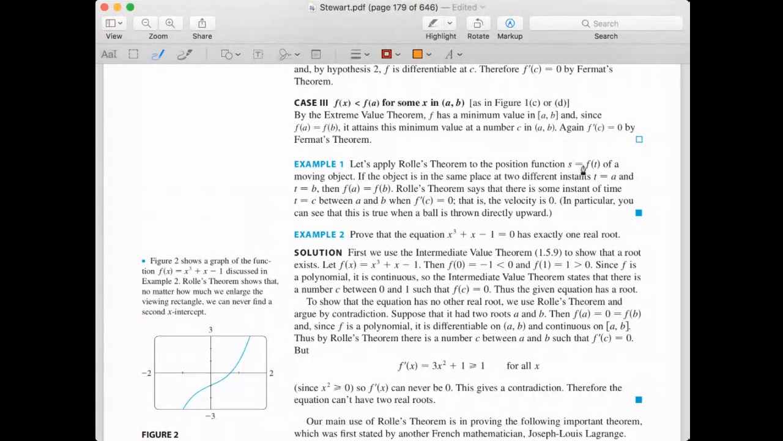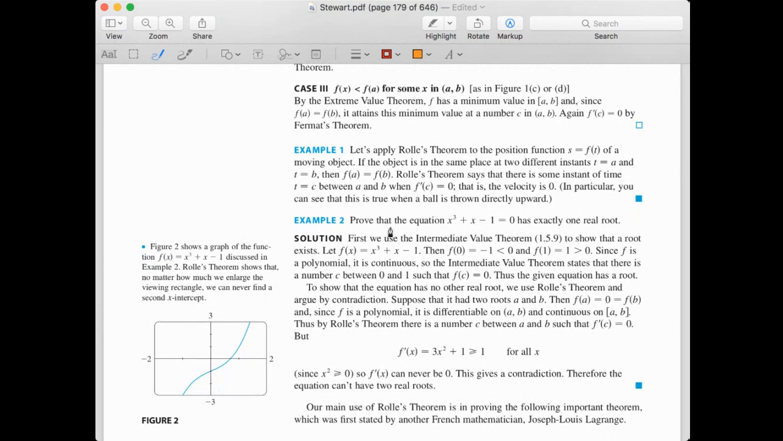So we have f of t as a positional function; for a moving object, it depends on time. If the object is in the same place at two different instants, t equals a and t equals b, then f of a equals f of b. So Rolle's theorem says there must be some instant of time t equals c between a and b where the derivative equals 0. Or to say, the tangent line at c is a horizontal line, or the velocity at time t equals c is 0.